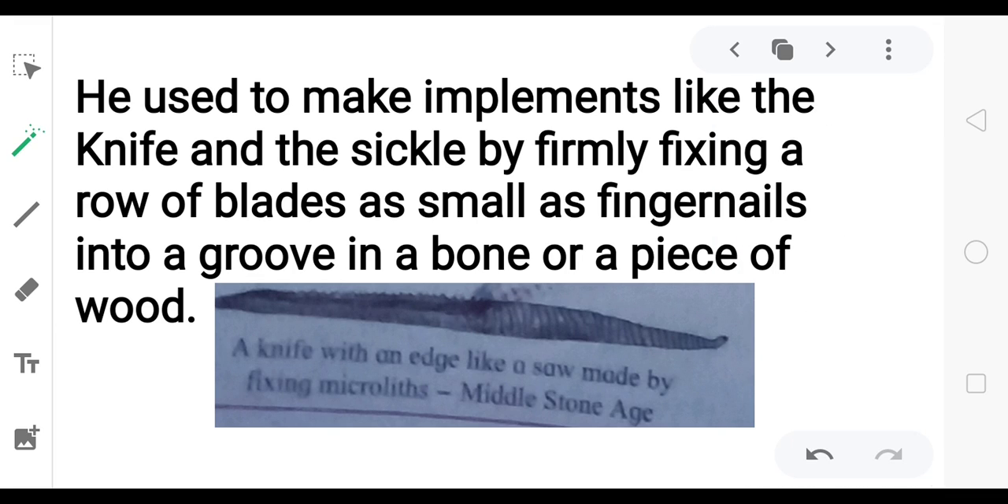He used to make implements like the knife and the sickle by firmly fixing a row of blades as small as fingernails into a groove in a bone or a piece of wood. See a knife with an edge and a saw made by fixing microliths in the Middle Stone Age.